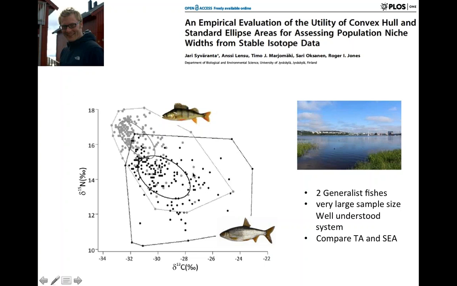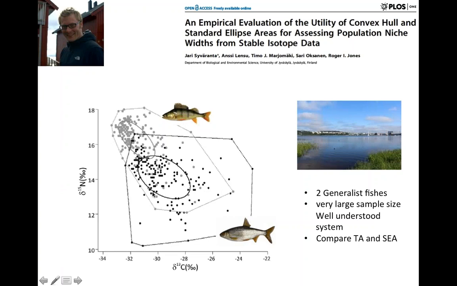So Jari was looking at a lot of different things, but one of the things he was looking at was feeding relationships and feeding ecology of two different fishes in this eutrophic lake. This is Jyväsjärvi, which is a lake just beside their university in Jyväskylä in central Finland. And the two different species of fish he was looking at was this perch, Eurasian perch, same as the yellow perch you have here, and roach, which is probably the most common fish in Europe. It's just a standard cyprinid, eats pretty much everything.